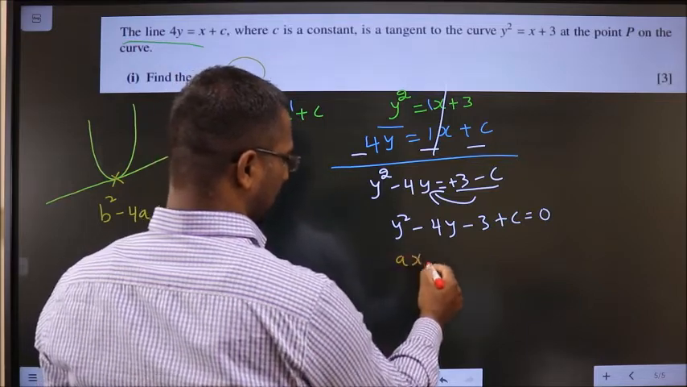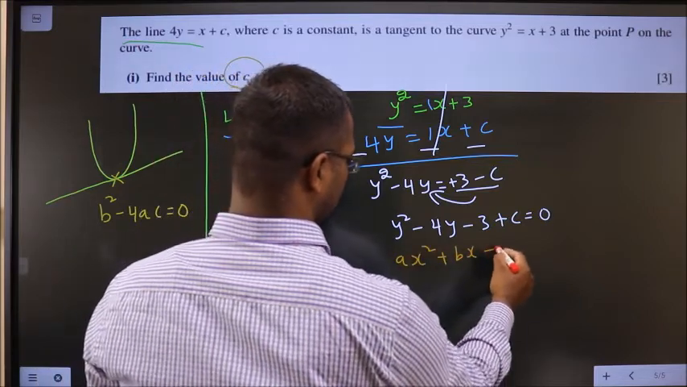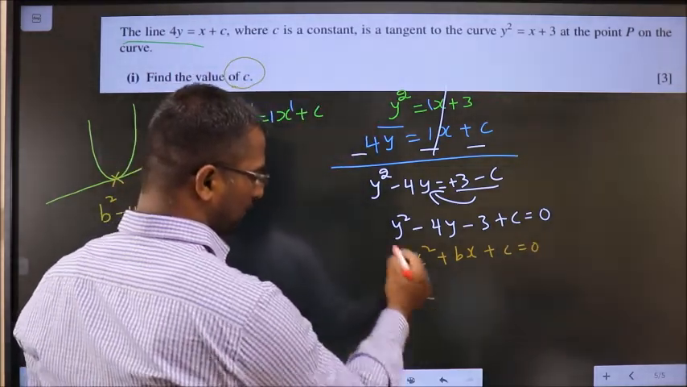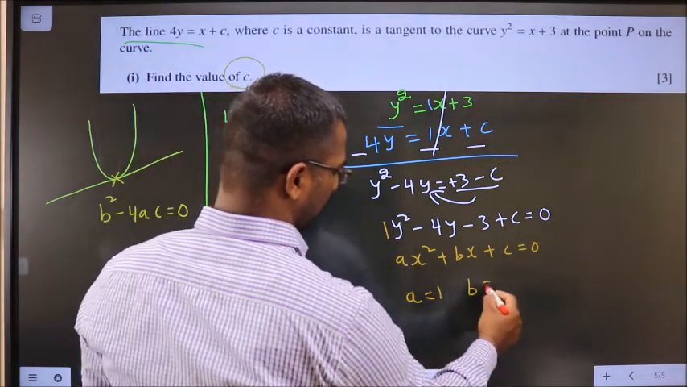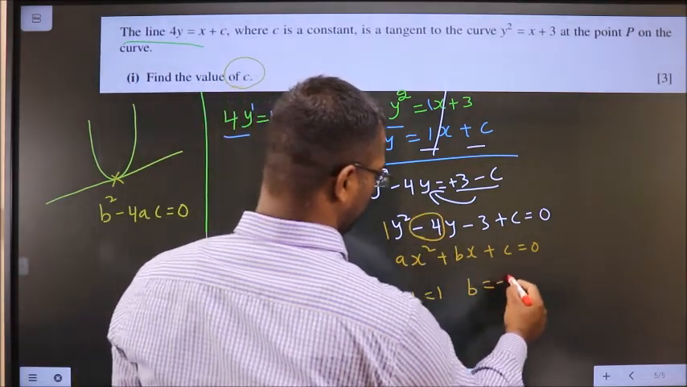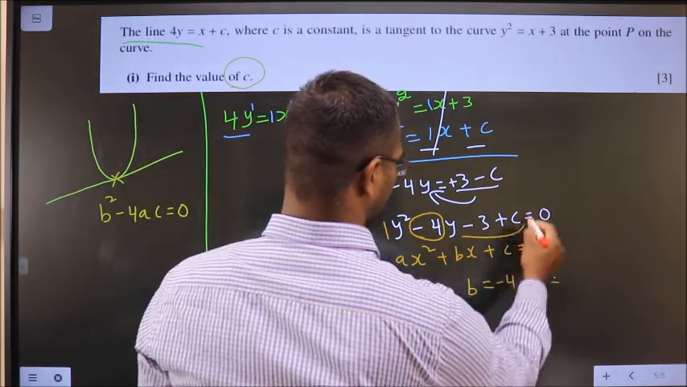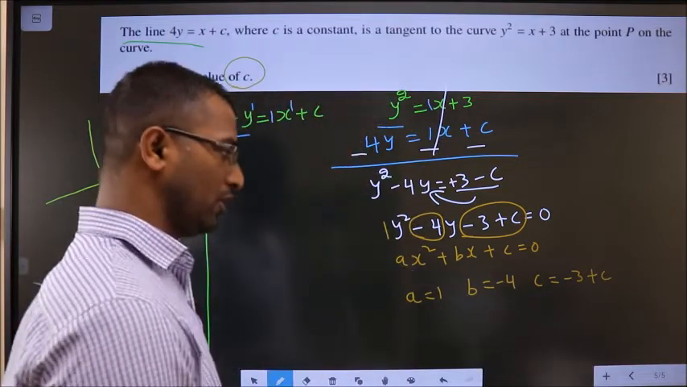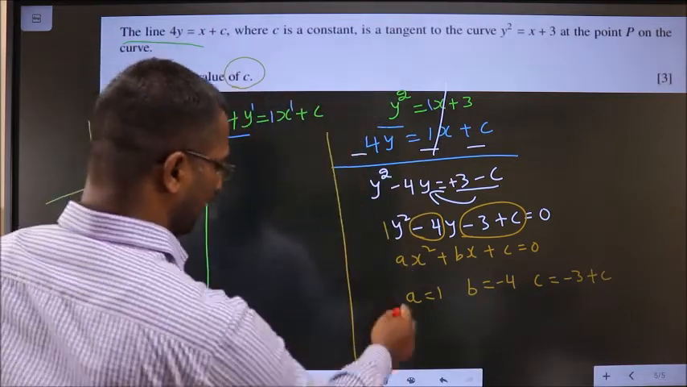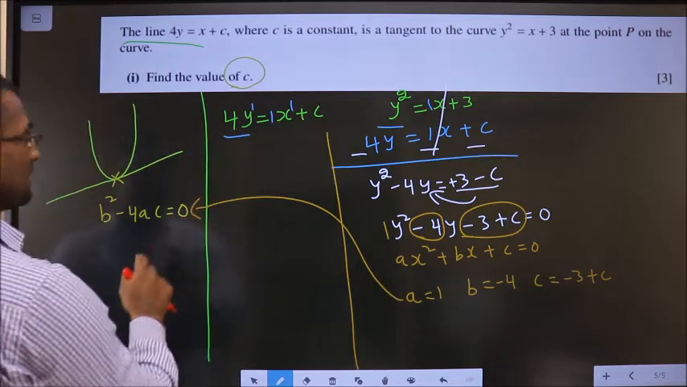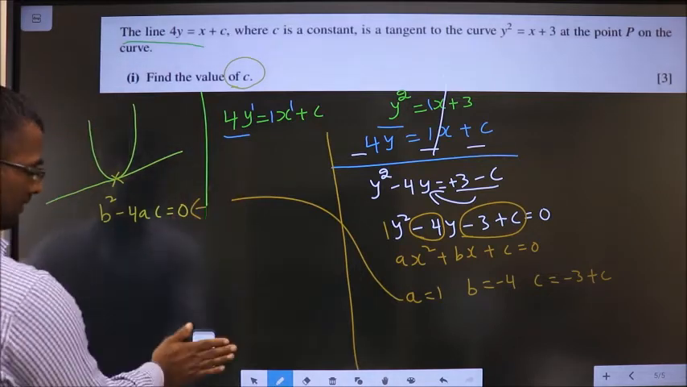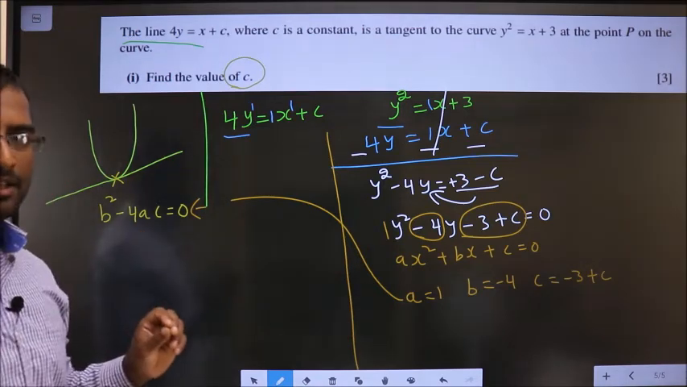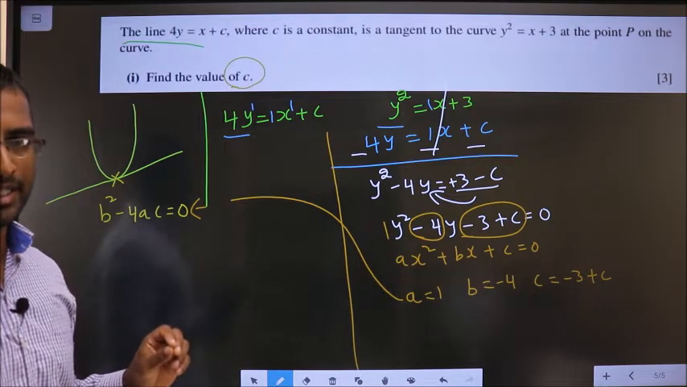You compare it with ax square plus bx plus c is equal to 0. When I compare, I get a value to be 1, b to be minus 4, and c is minus 3 plus c. Now replace the values of a, b and c in this condition to get the value of c. Clear?